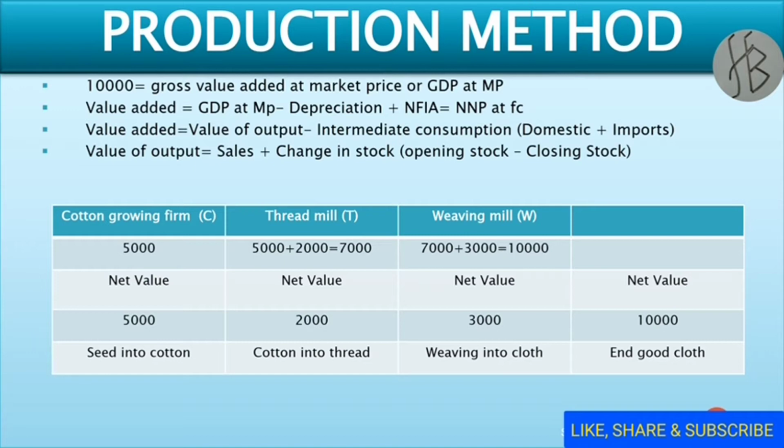Value added means GDP at the market price, deducting depreciation, adding net factor income from abroad. This is called NNP at the factor cost, which is the national income. Value added can also be calculated through the formula value of output minus intermediate consumption. It can be in the form of domestic or in the form of imports. Value of output can be calculated by adding sales and change in stock. Change in stock is the difference of the opening stock and the closing stock. In this way, you will be able to calculate national income with the help of production method.